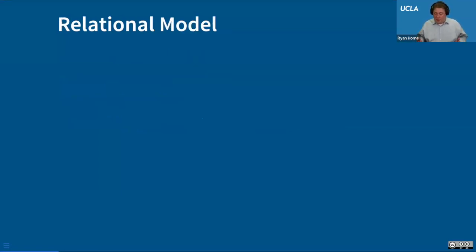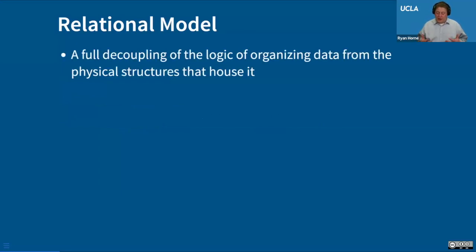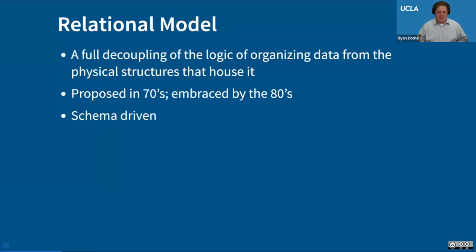And so this is how they came up with the relational model. And really the idea here was we're finally going to get away from this flat file spreadsheet stuff. And there's going to be logic and there's going to be the actual file format itself. These are now going to be two different things. And so this was proposed in the 70s, embraced by the 80s. And this is the databases that we all know and love.